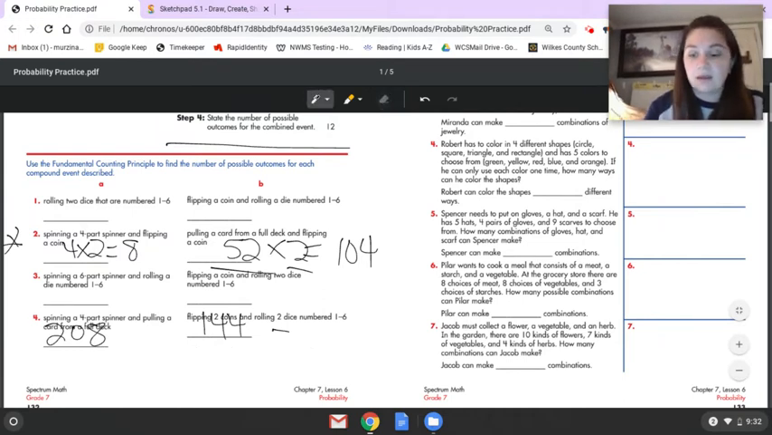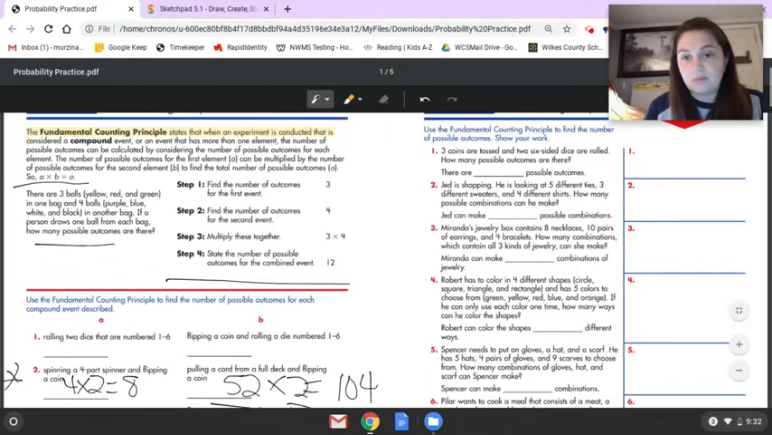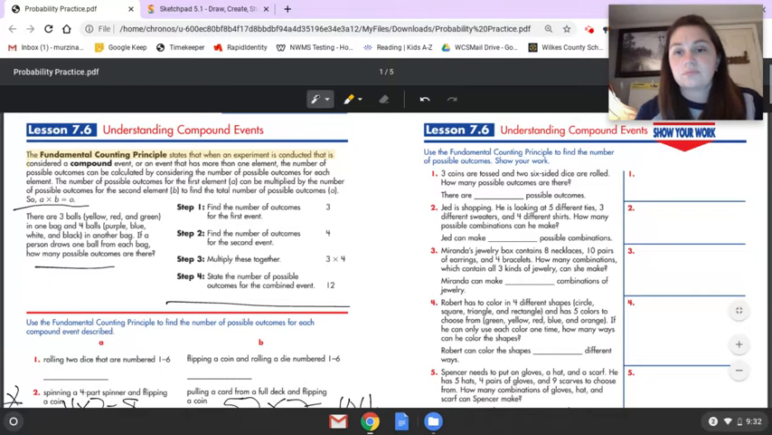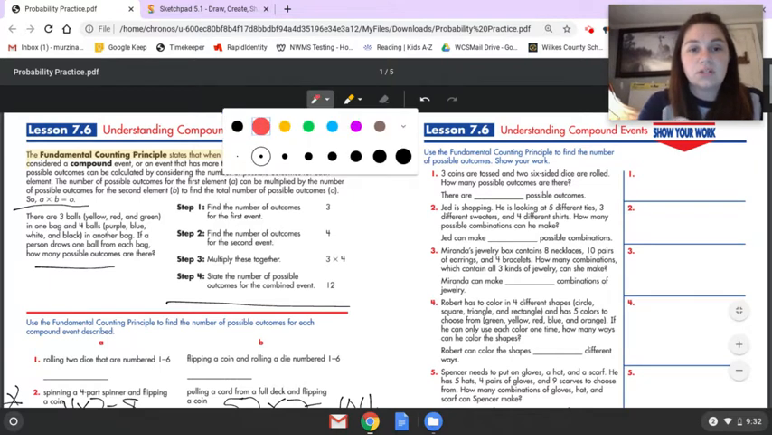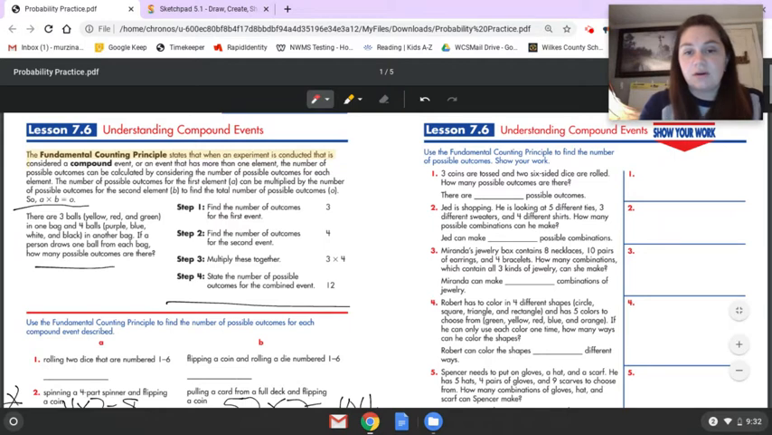Okay. Now we're going to go back up to number 1 here. I'm going to change this to red. Okay. And it says, we're going to look at number 1. 3 coins are tossed and 2 6-sided dice are rolled. Okay. So this one has actually 5 elements in it. We're going to do 3 coins. If we were to work this out, there are 2 possible outcomes for the first coin, 2 possible outcomes for the second coin, 2 for the third, and then 2 6-sided dice are rolled.